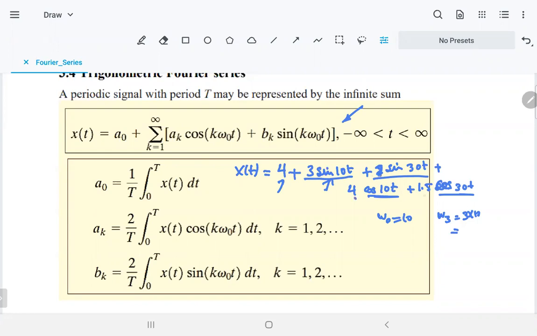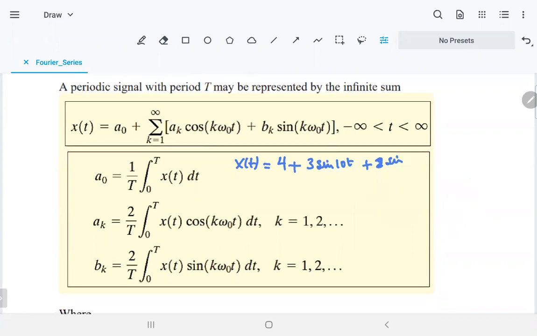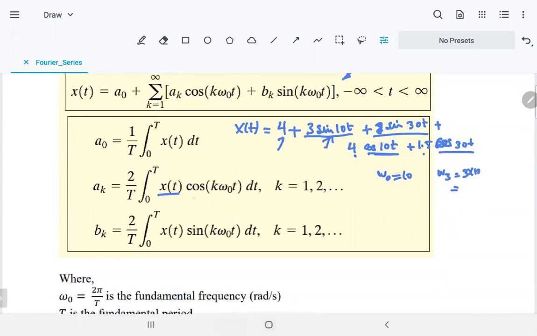3, 2, 4, 1.5, they are called the coefficients of the Fourier series. 3 and 2 are the coefficients of the sine terms. They are called AK. How do you define it? You multiply the signal by cosine k omega naught t, where k is an integer. What does it mean? If omega naught in this example is equal to 10, k could be 1, 2, 3, 4, 5. If you put 1, you have the fundamental, 10t. If you put 3, it will be 30t, the third harmonic. If you put 2, it will be 20t, the second harmonic, and so on. That's why they put k here.